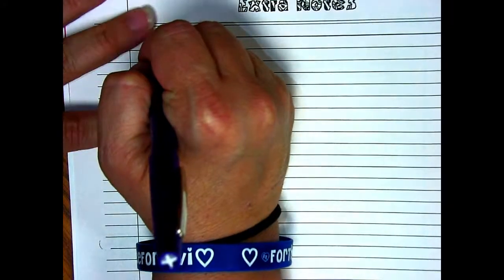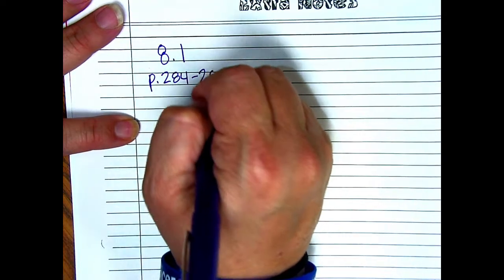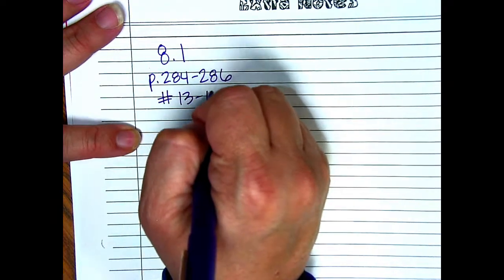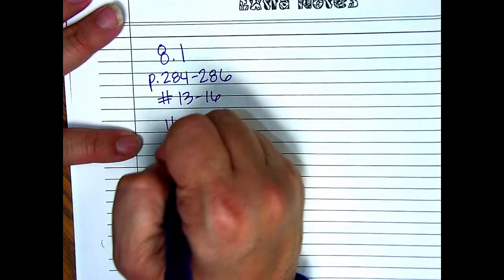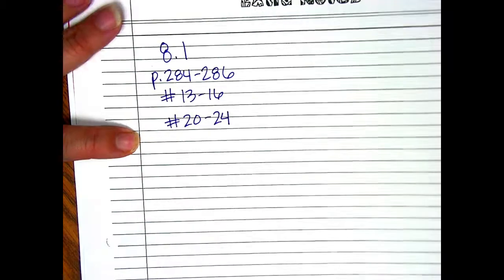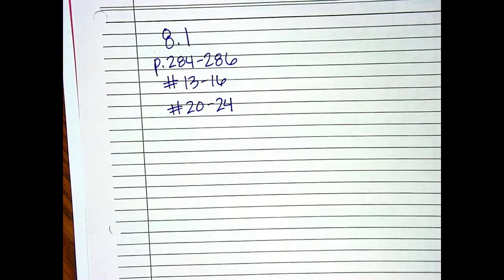Tonight's homework, you will be completing tables and then answering questions based off those tables. So the homework with this lesson is 8.1. It's page 284 to 286. Numbers 13 through 16 and number 20 to 24. Again, please make sure on your homework that you copy down the tables and complete them for each of the problems. Have a good night.